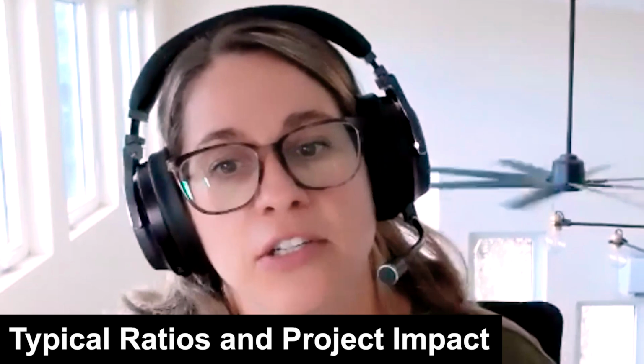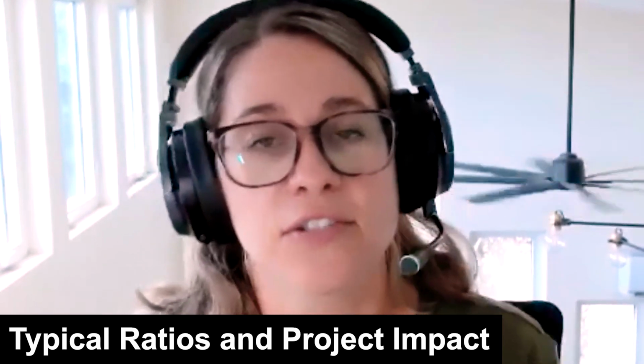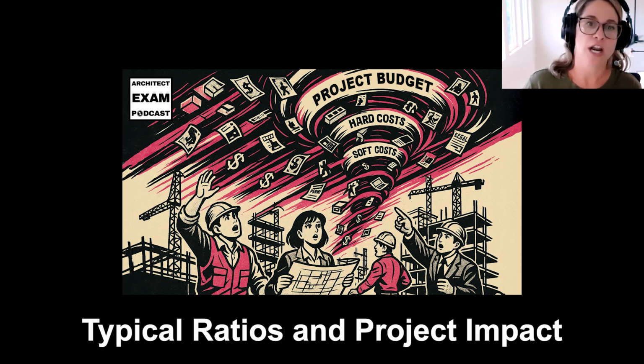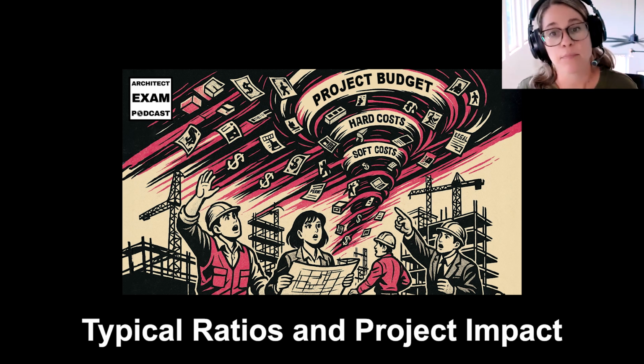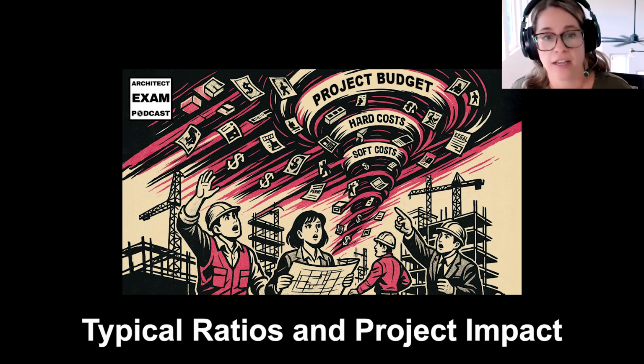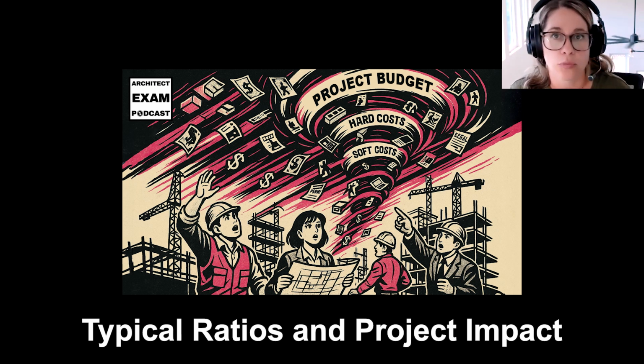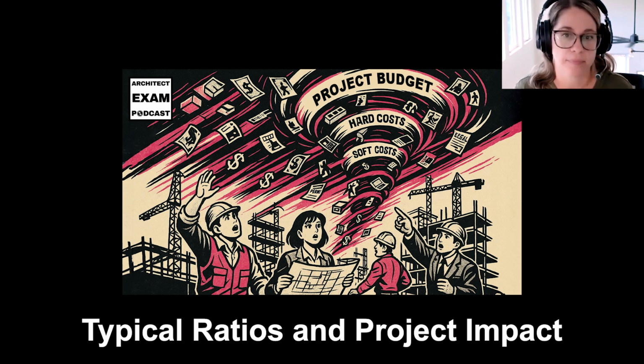Now that we've covered what's included in each cost category, let's zoom out and look at the overall meaning of this. So let's look at the big picture. How much of a project budget typically goes into each category? The common rule of thumb is that hard costs usually account for about 70 to 80% of the total project budget, with soft costs making up about 20 to 30%. But that's just the starting point. The actual ratio varies significantly depending on the project type.